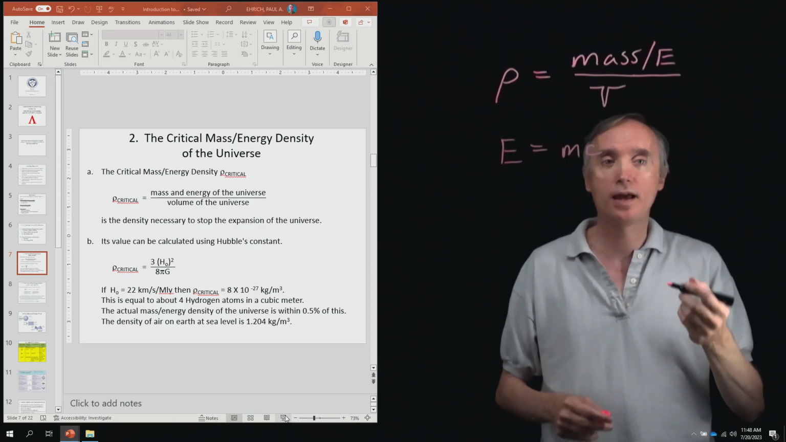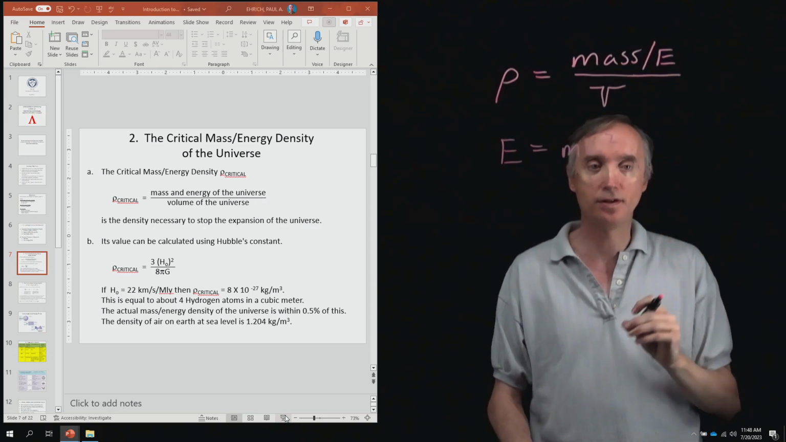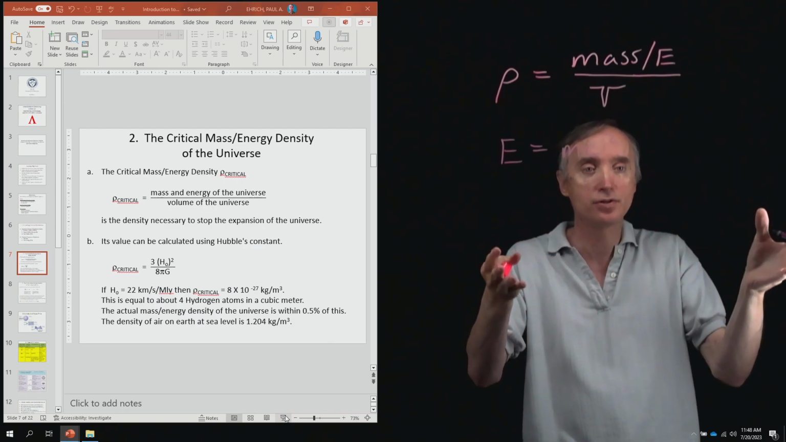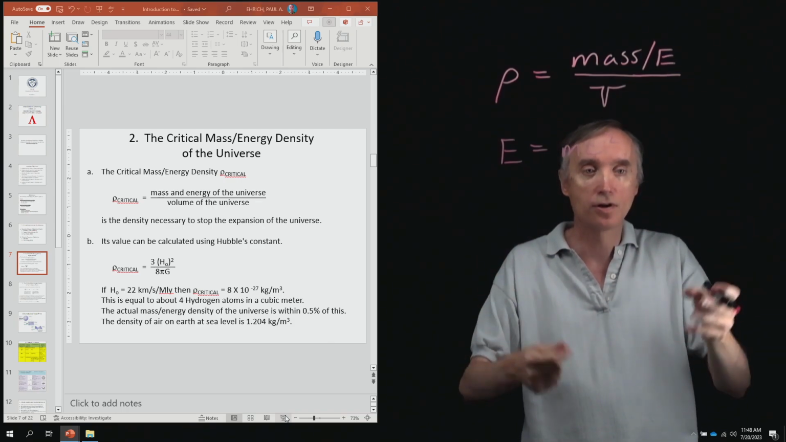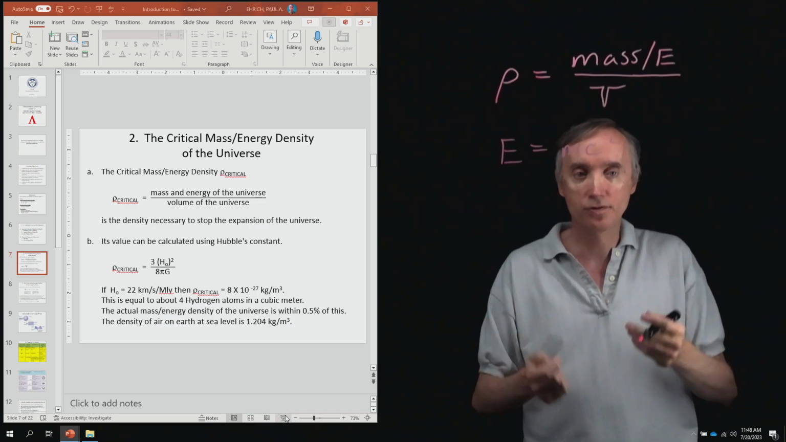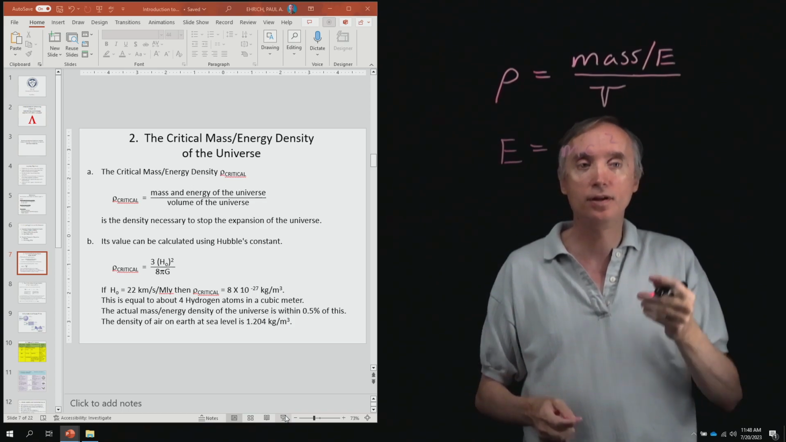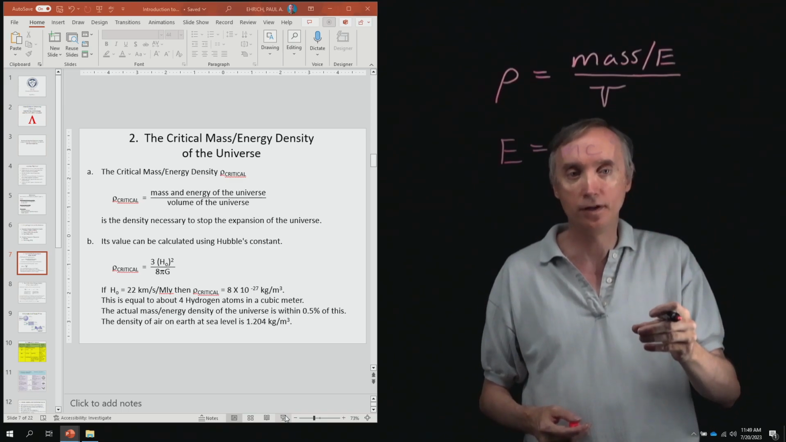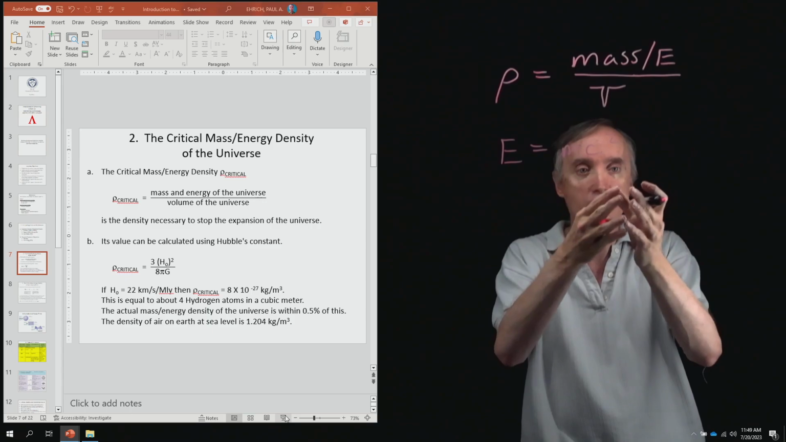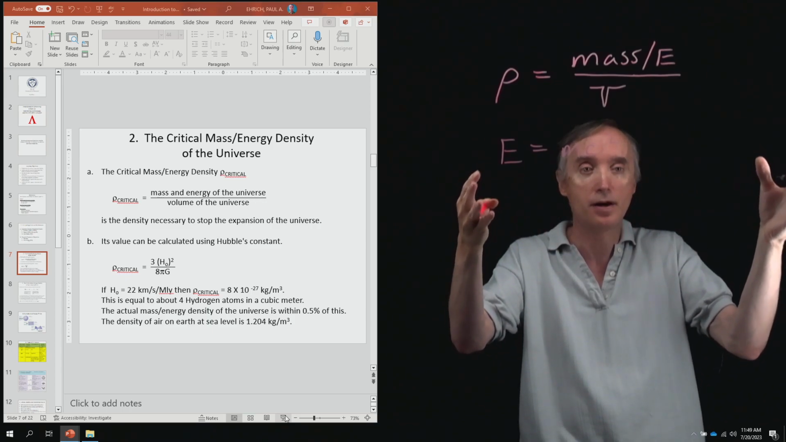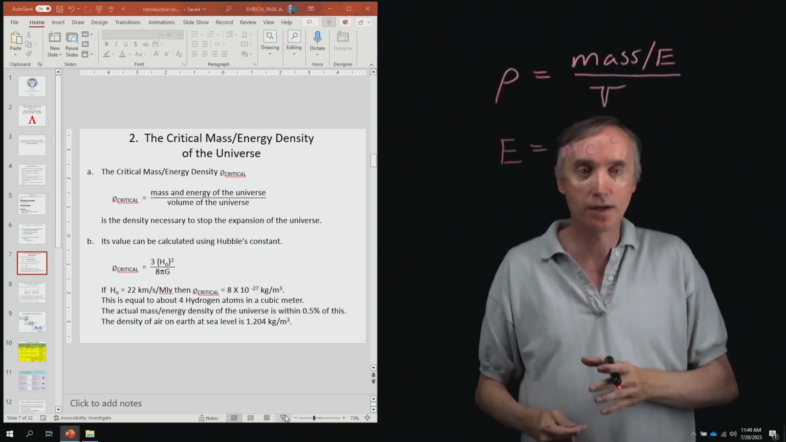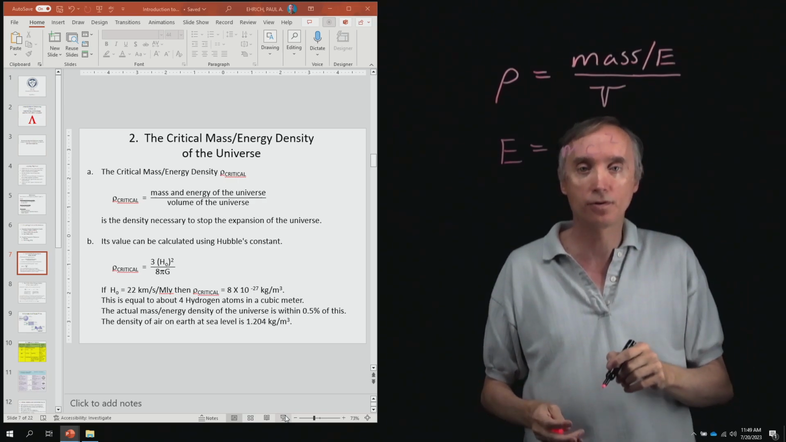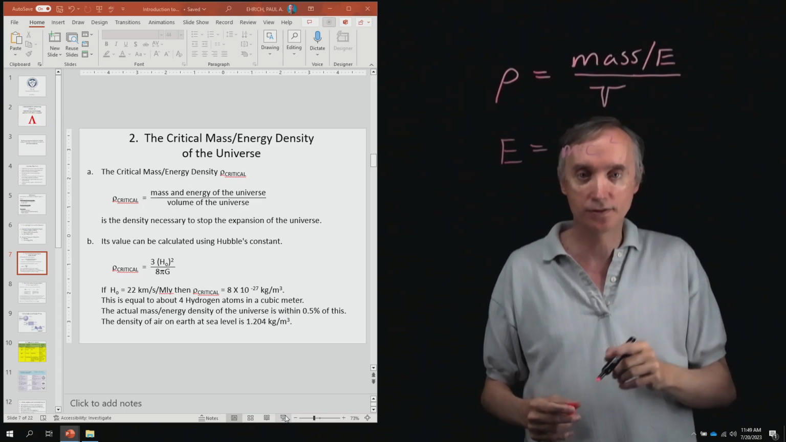This would be a specific density that would be required in order to stop the expansion of the universe. According to Hubble, the universe is expanding. And so if there was enough mass in the universe, that would cause enough gravity to start to slow down the expansion of the universe and possibly stop the expansion. That amount of mass and energy is going to be called the critical mass energy density.